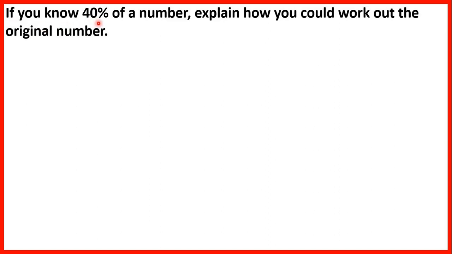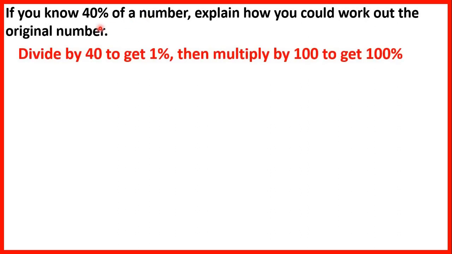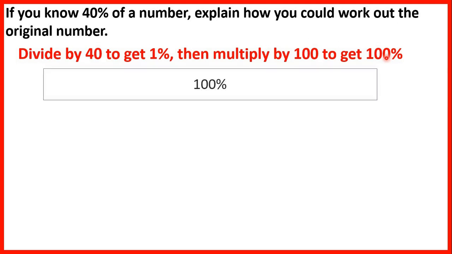If you know 40% of a number, explain how you could work out the original number. So the original number will be 100% of the number. So if we know 40%, we could divide by 40 to get 1%, then multiply by 100 to get 100%.